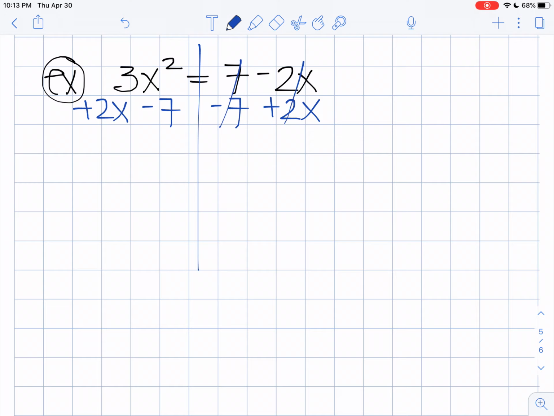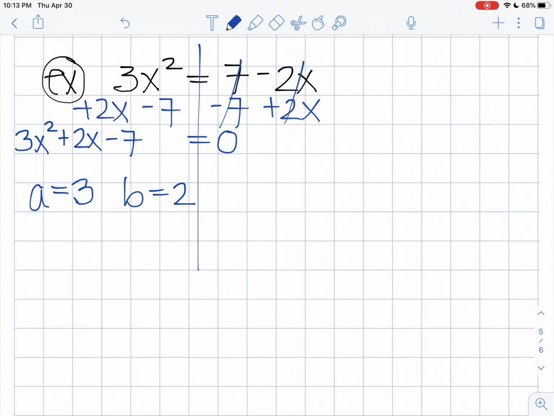So this goes away and this goes away, and I end up with 0. And on my left side, I have 3x squared plus 2x minus 7. I wrote it that way on purpose because I want to write it in descending order so that it looks like ax squared plus bx plus c. So now I'm going to go ahead, I'm going to write out my a, my b, and my c values. Here my a value is going to equal 3 because that's the value that's next to x squared. My b value is going to equal 2 because that's the number that's next to x.